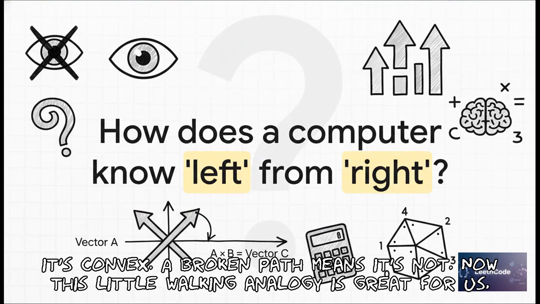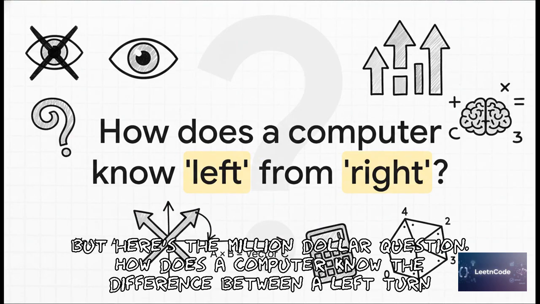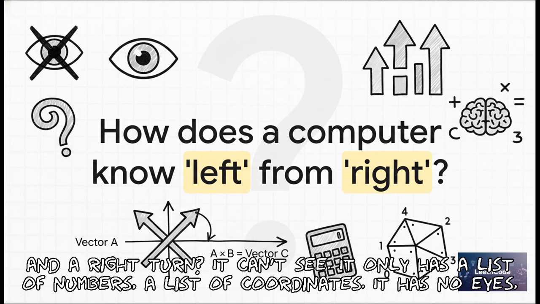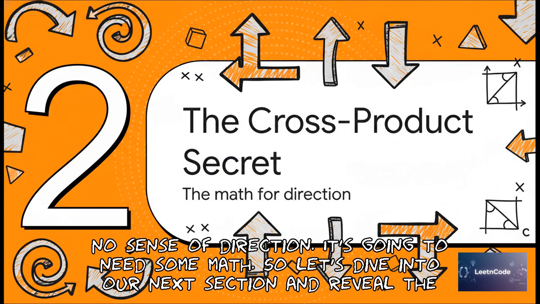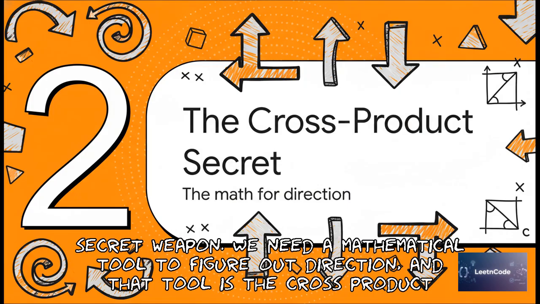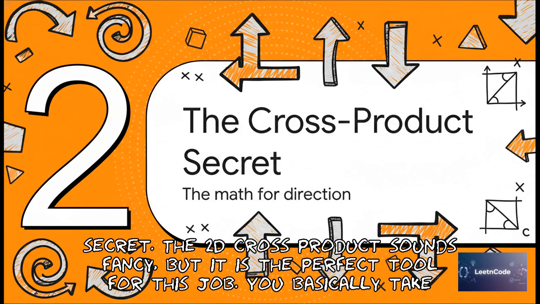Now, this little walking analogy is great for us, but here's the million-dollar question. How does a computer know the difference between a left turn and a right turn? It can't see. It only has a list of numbers, a list of coordinates. It has no eyes, no sense of direction. It's going to need some math. So let's dive into our next section and reveal the secret weapon. We need a mathematical tool to figure out direction, and that tool is the cross product secret.